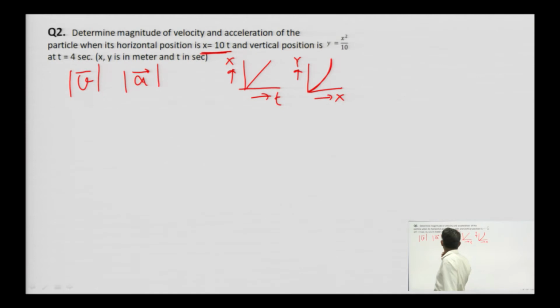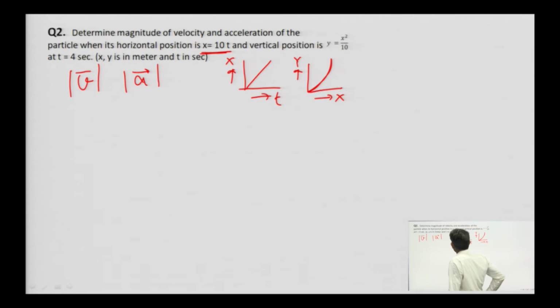So, we need to find the magnitude of velocity and acceleration of the particle when its horizontal position x is equal to 10t and the vertical position is y, at t is equal to 4 second. What does it mean? The vertical position y is at t is equal to 4 second. This is for y. Okay.